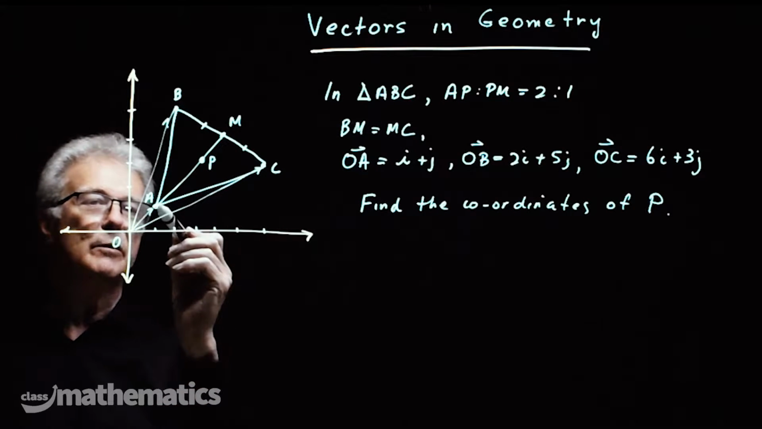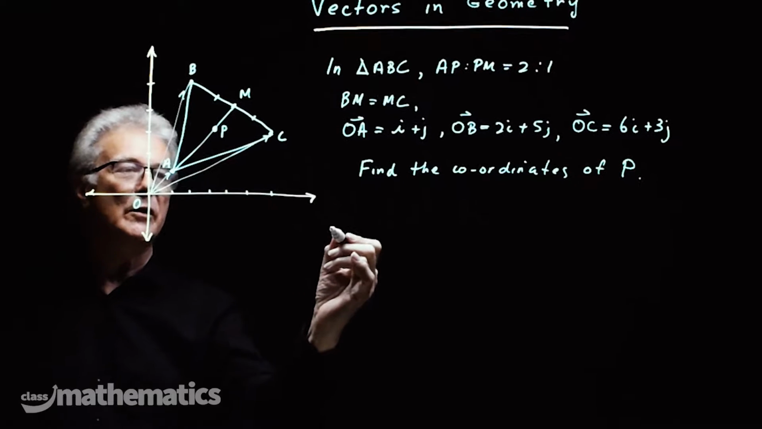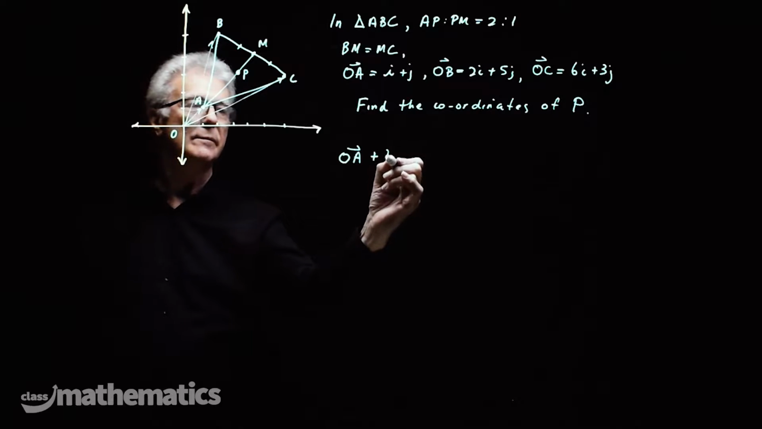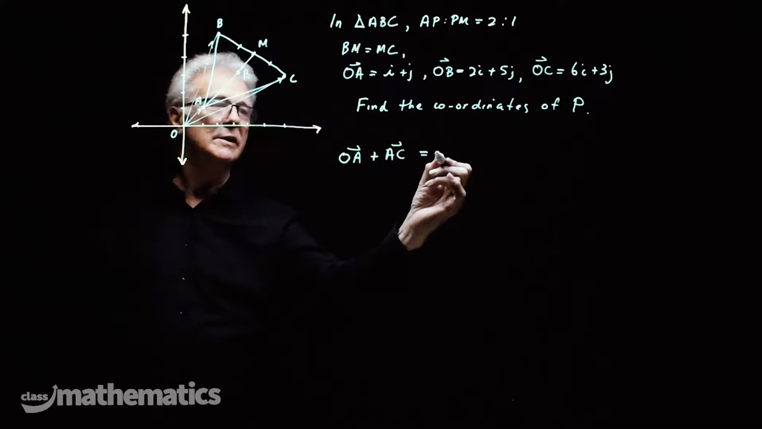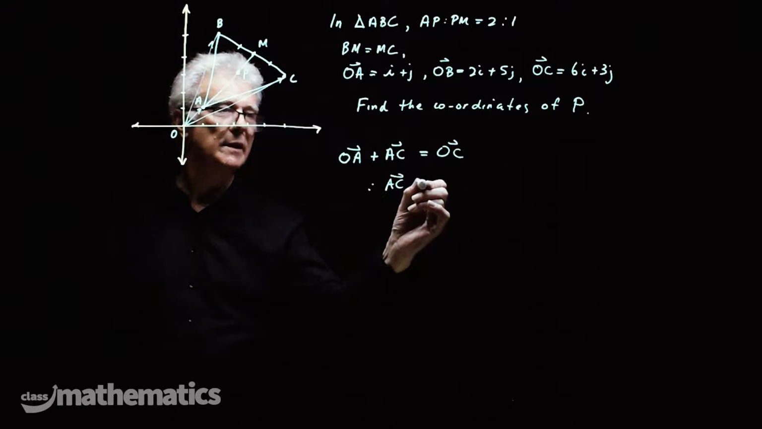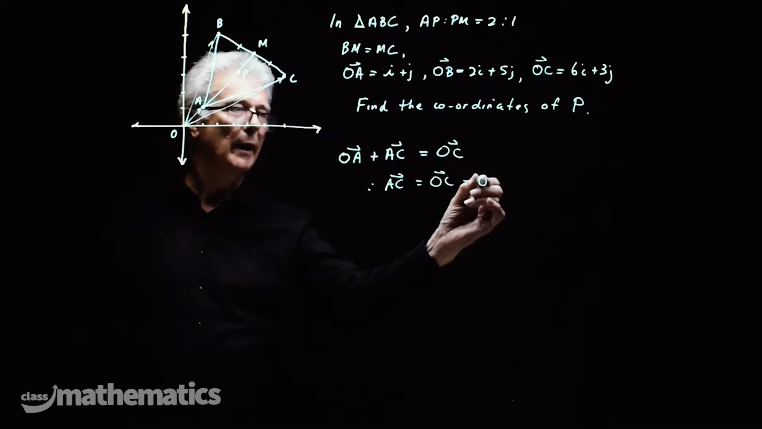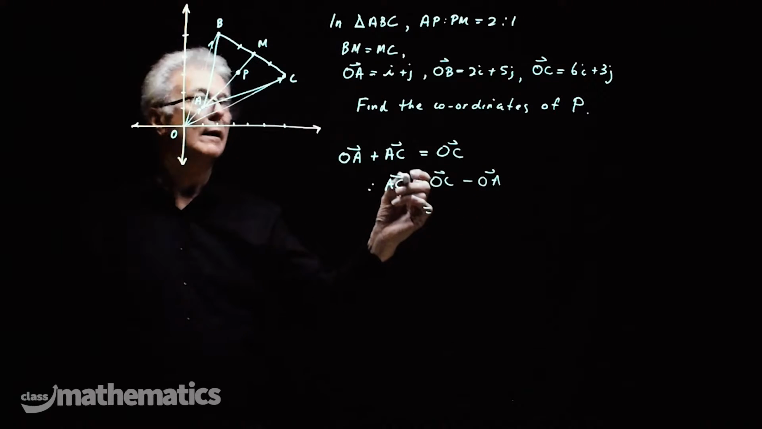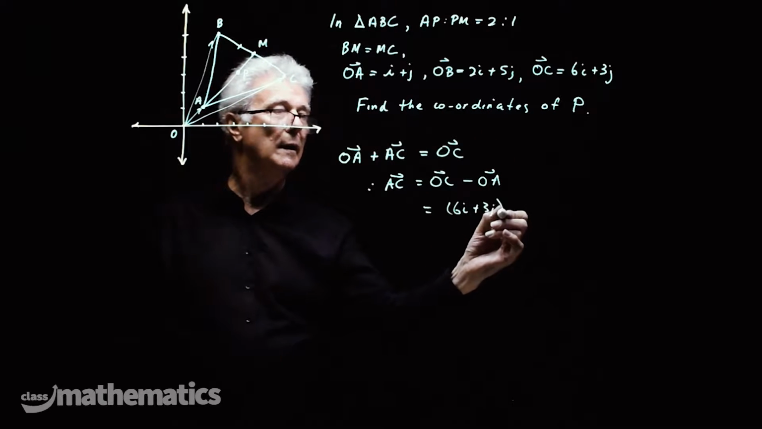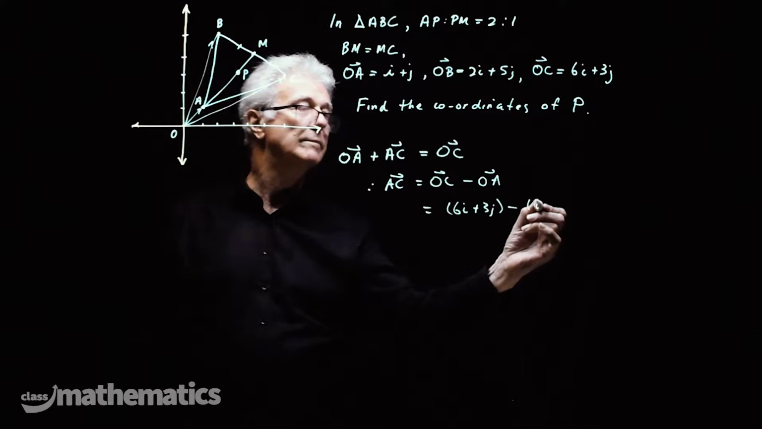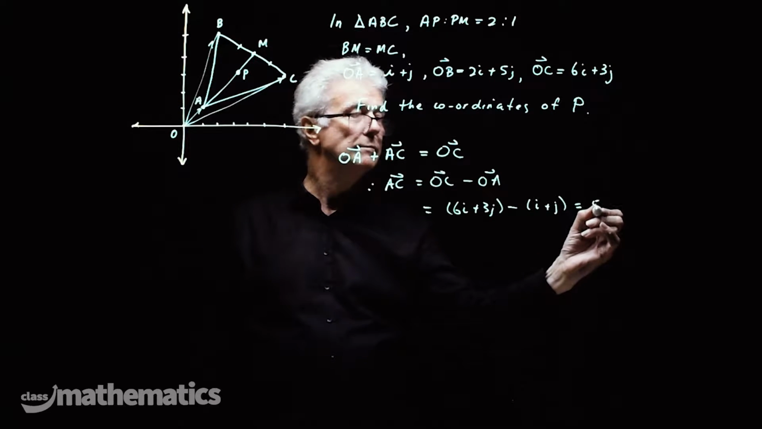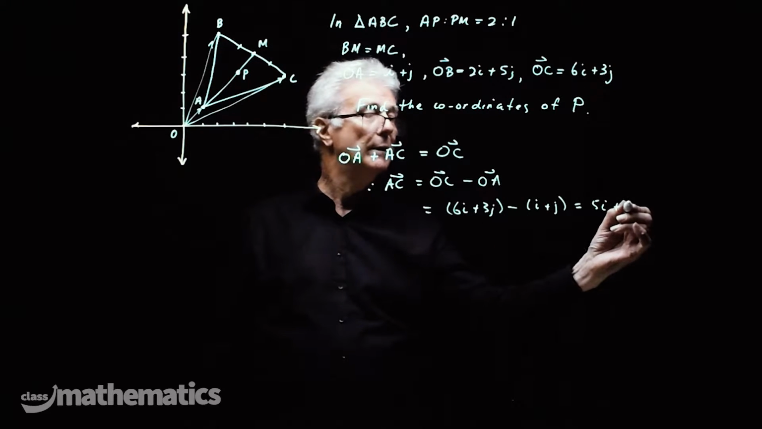Now to do that, first of all, we need to find out what AC is. Now we know that OA plus AC equals OC. Therefore, AC must equal OC minus OA. OC we're given is 6i plus 3j, and OA is i plus j, which gives me 5i plus 2j.